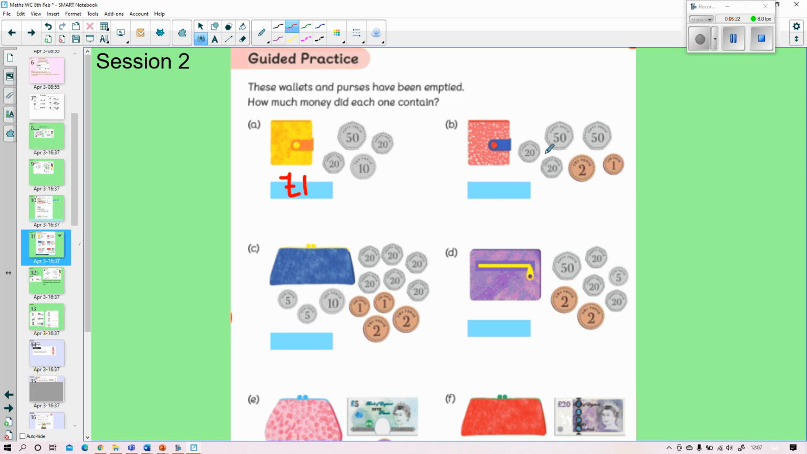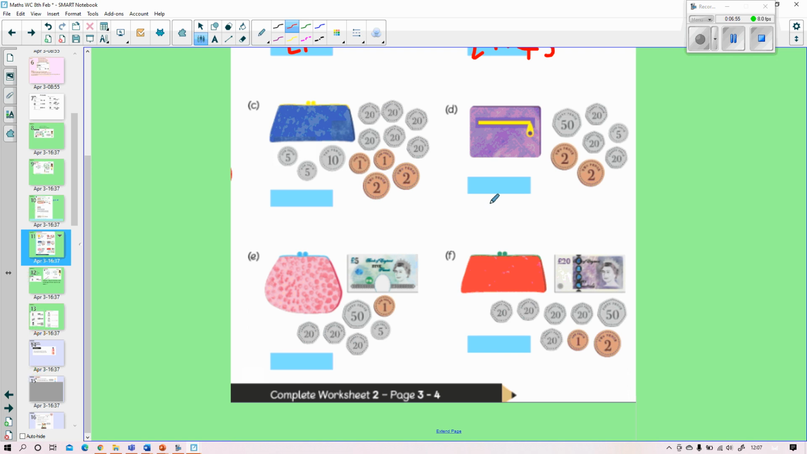Coming across to B, now straight away I'm looking here again for what's going to make this easier for me, and I've spotted 2 50s. So I already know there I've got £1. I'm going to start by writing out my £1. Then how many pence? 20 plus another 20 is 40. I've got 40 there. 2, 42, and 1, 43. 43 pence.